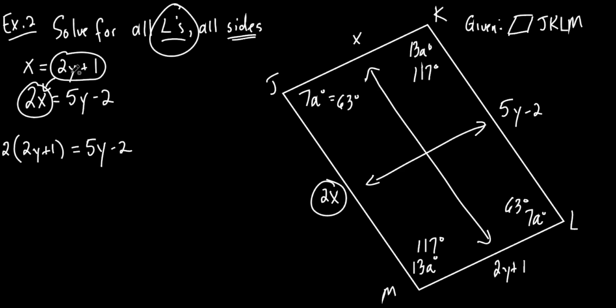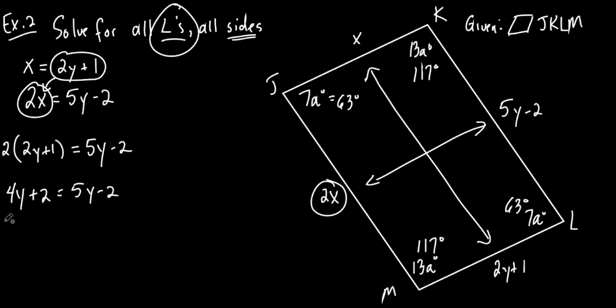How could I do that? Because 2y plus 1 is equal to x, right? It's the same thing. So I could just take that x and substitute that in for it. And now I have all y's. So now we're back to regular, quote, regular geometry, okay? So let's do it. What do I do with this 2? Yeah. So what do I get? 4y plus 2 equals 5y minus 2.